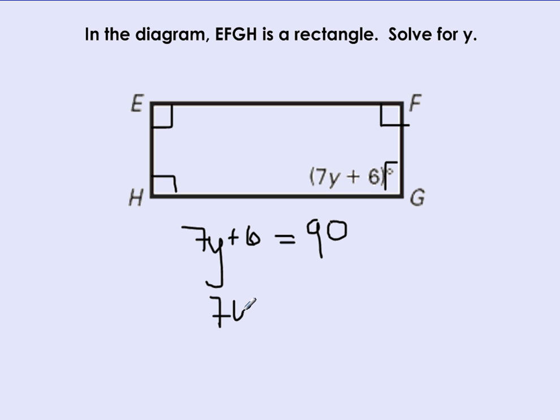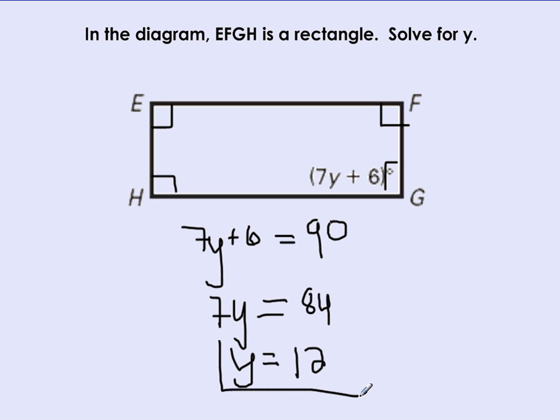So then we can say that 7y is equal to 84, and then y is equal to 12. Now, the algebra involved isn't very difficult, but you need to make sure that you understand your properties so that you can set up the equations.